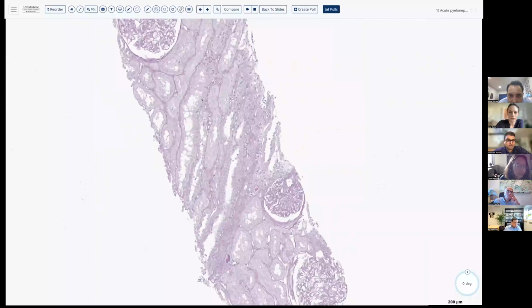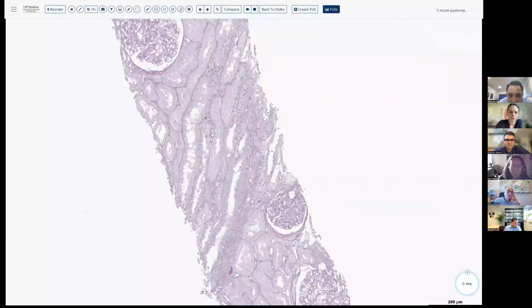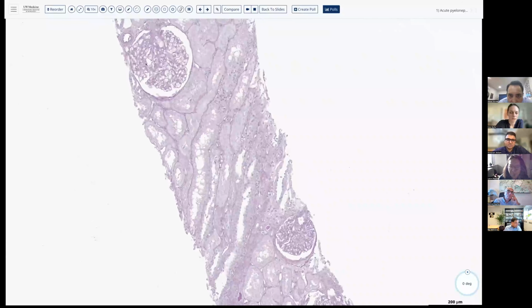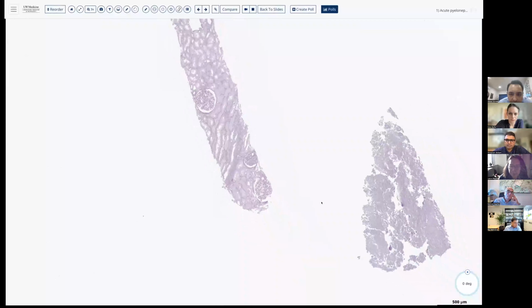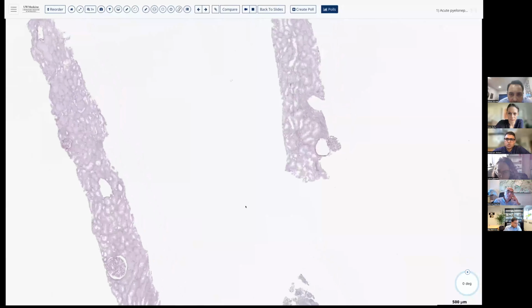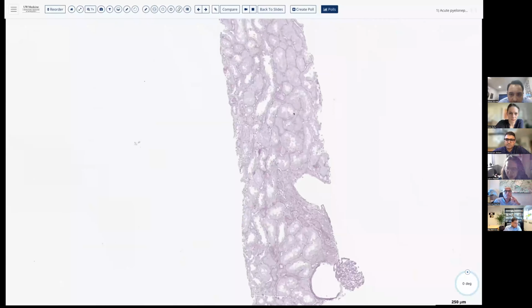The glomeruli look fairly normal. There doesn't look like there's really active glomerulonephritis either. There's not a lot of inflammation in the glomeruli. Well, what about the tubular parenchyma? So let's take a look at this piece, for example.